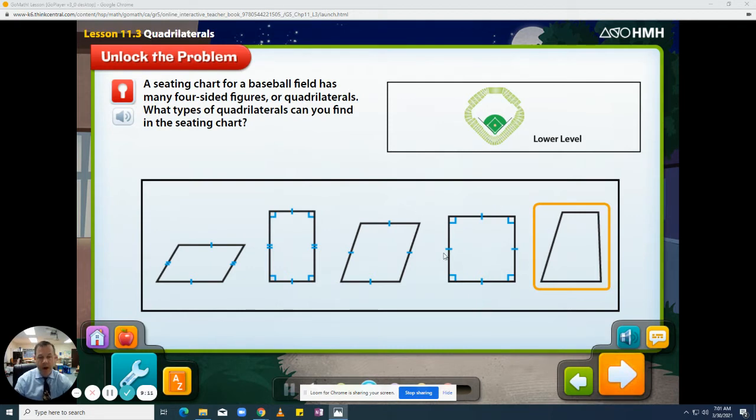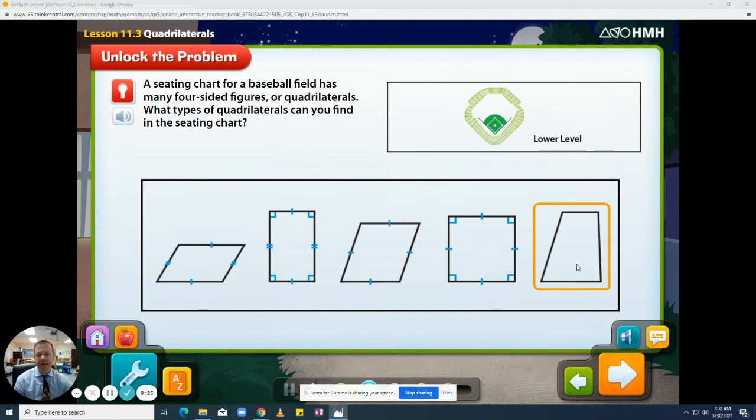Let's look at the square. All the sides are the same. It has 4 right angles, and it's a parallelogram. And it's a quadrilateral. Why? Because it has 4 sides. And it's a polygon. Why is it a polygon? Because it's a shape. One more.